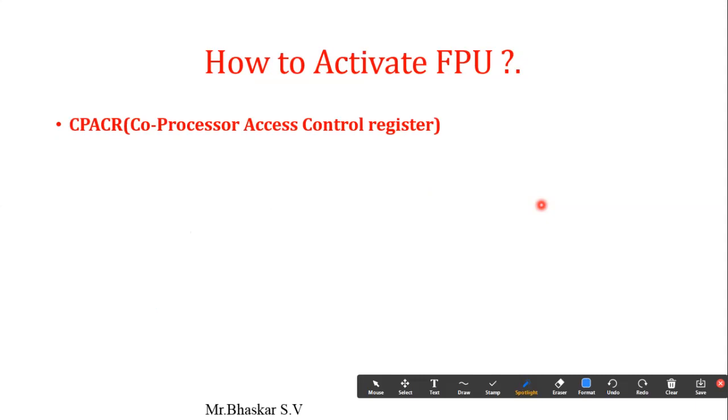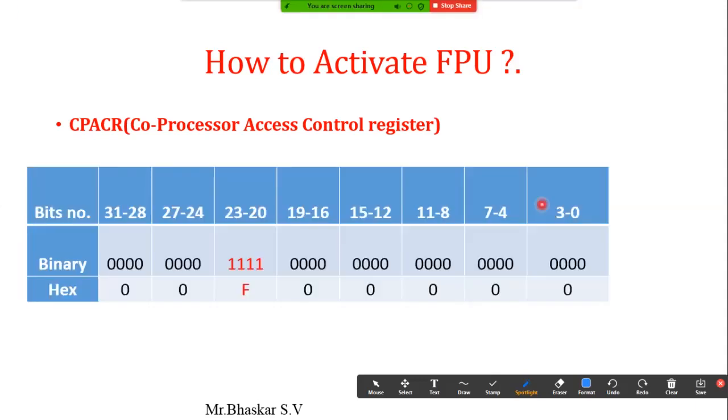Now, looking at my CPACR, it is a 32-bit register, bits 0 to 31. Out of 32 bits, if I make bits number 20, 21, 22, 23 as 1111, then my floating point unit will be activated. If I make 1111, then when you read the value, I'll get the hexadecimal value 0x00F00000. Then how to store this value, that is very important, right?